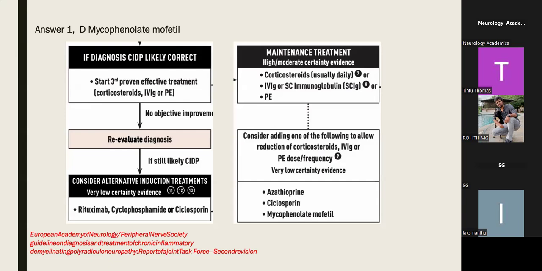Efgartigimod is one of the newer agents. It's a medical plasma exchange, rather. It takes down almost all the IgG level. It brings it down very rapidly, similar to a plasma exchange. We don't have it in India as of now, but that is its mechanism of action.